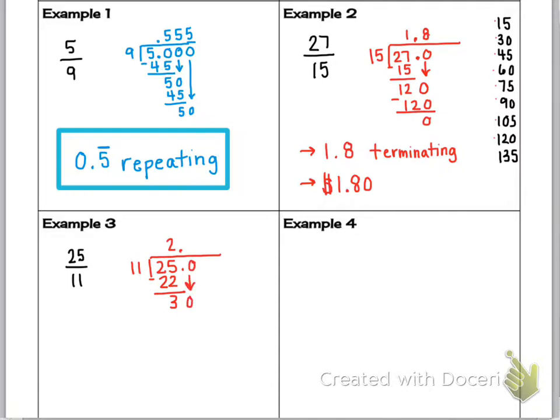11 goes into 30 2 times. That's 22. Subtract to get 8. Add another 0. Bring that down. 11 goes into 80 7 times. That's 77. Subtract to get 3. Bring down another 0. 11 goes into 30 2 times. That's 22. Subtract to get 8.